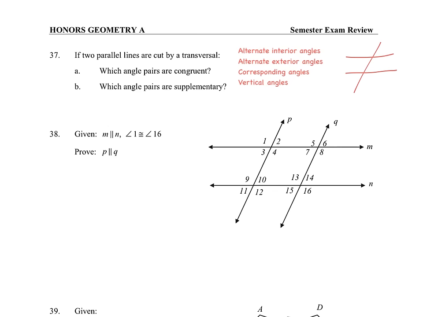Same side exterior angles would be on the same side of the transversal, but outside of the parallel lines. So these are also supplementary. Finally, we have linear pairs, and linear pairs mean two angles that are adjacent to one another that are supplementary. So for instance, this angle and this angle are supplementary because they form a straight angle and they're adjacent to each other.